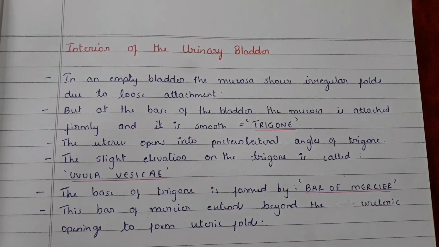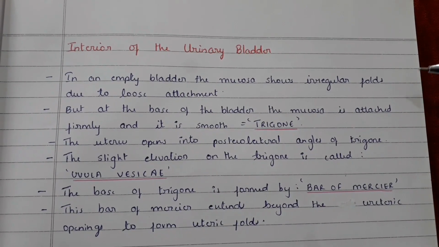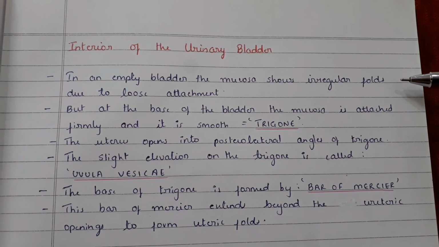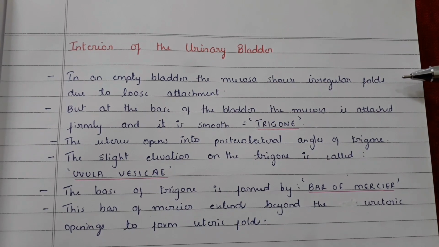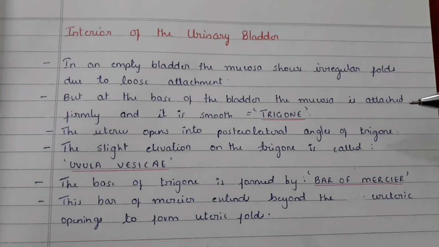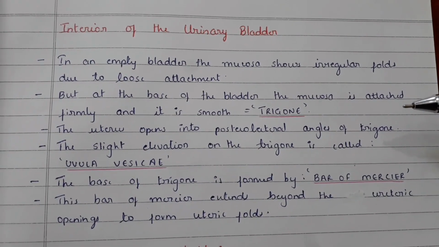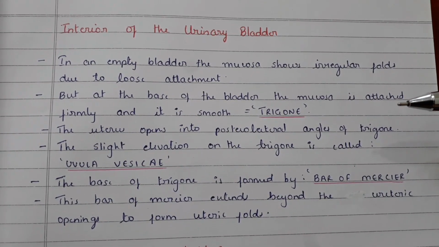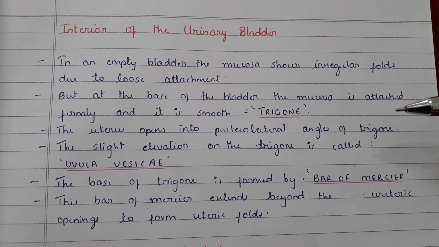Interior of the urinary bladder. In an empty bladder, the mucosa shows irregular folds due to loose attachment, but at the base of the bladder, the mucosa is attached firmly and it is smooth. This area is called the trigone.